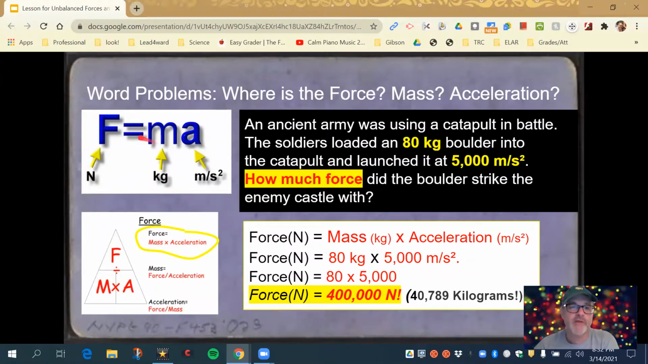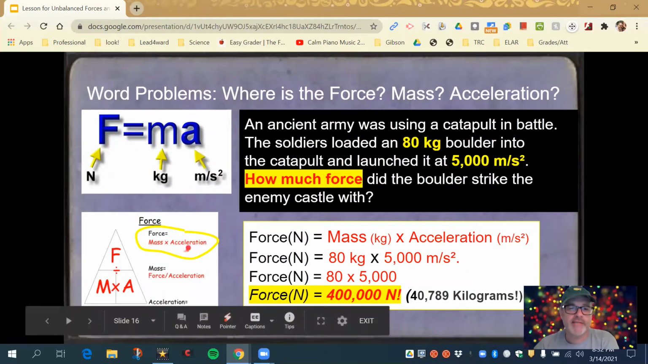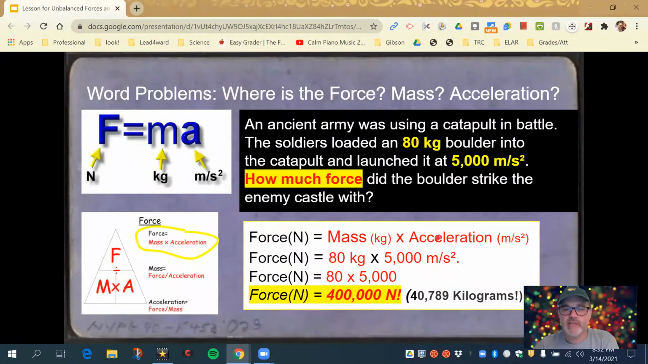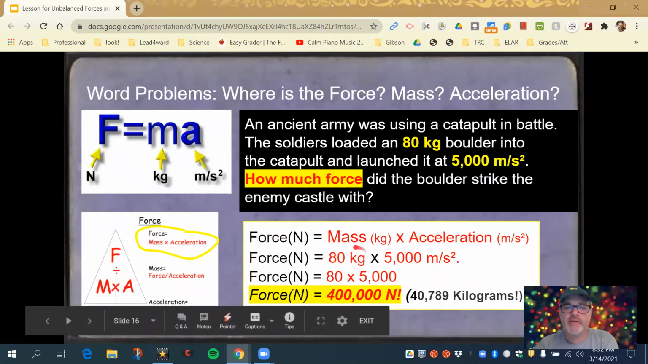Okay, so we're going to use this formula, force equals mass times acceleration, to solve that problem. So we need the mass, we need the acceleration. So the mass was 80 kilograms and the acceleration was 5,000 meters per second squared. When we multiply 80 times 5,000, we get 400,000 newtons. That's a bunch of force. And just so you can kind of have an idea at home how much of a change that is, that's like taking this 80-kilogram boulder and turning it into a 40,789 kilogram boulder. So ton of force there.